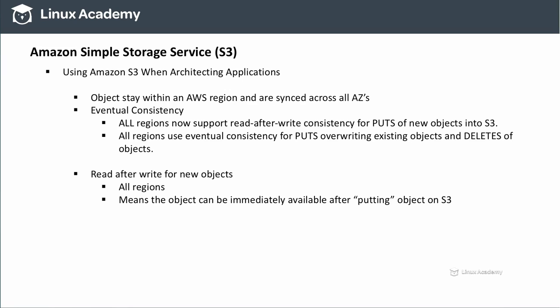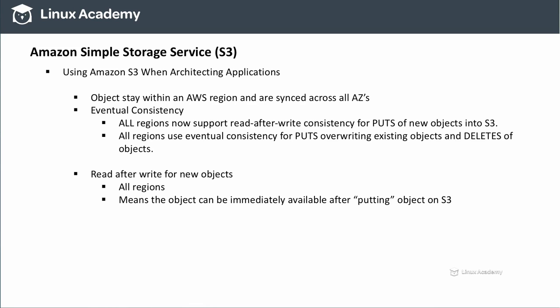So those are put API calls and delete API calls. For example, please note that this applies to all regions going forward. All regions now support read after write consistency for puts of new objects into S3, and all regions use eventual consistency for puts overwriting existing objects and deletes of existing objects.